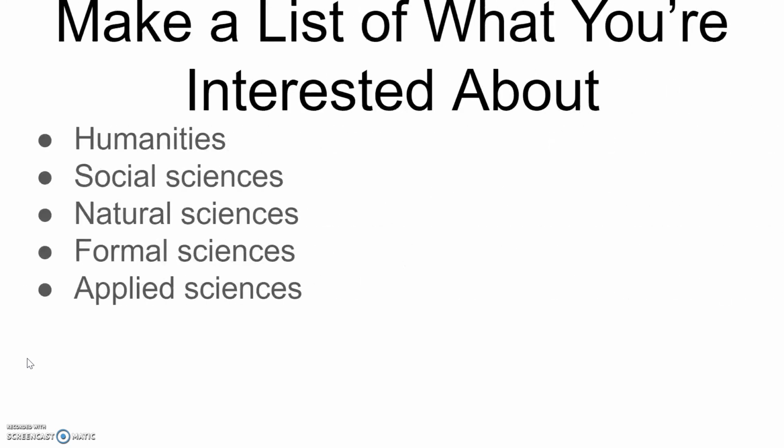So first, at the beginning of the year, you want to make a list of what you're interested about. The different kinds are humanities, like arts and literature; social sciences, like politics and economics; natural sciences, like biology and chemistry; formal sciences, like math, statistics, and computer science; and applied sciences, like engineering. These are just some examples, but you'd make a list of what fields or topics you're interested about.